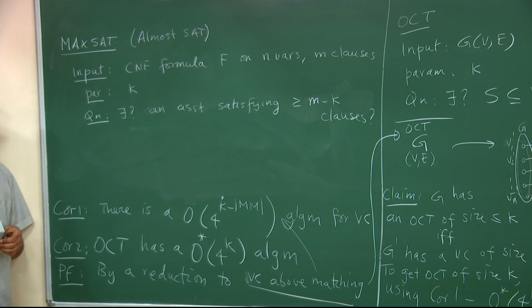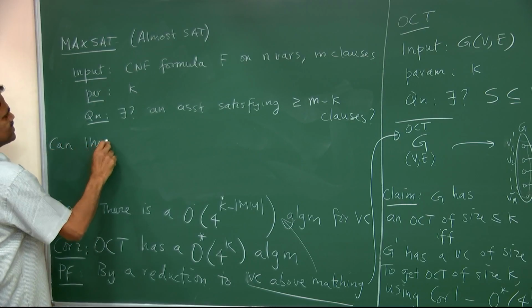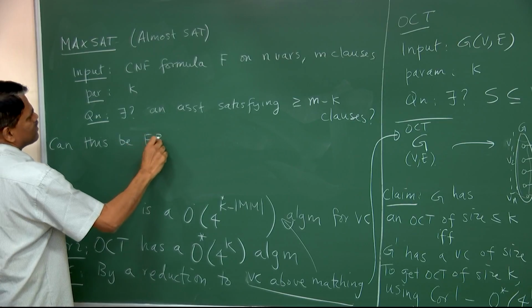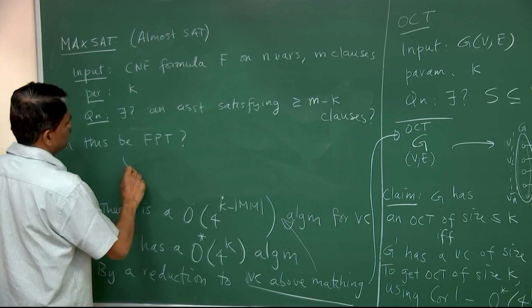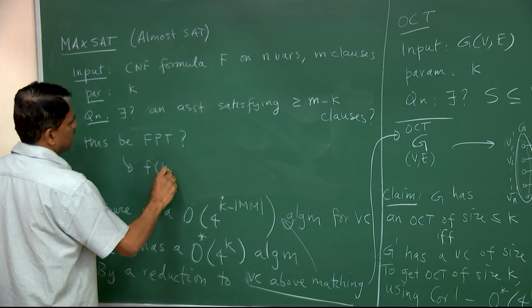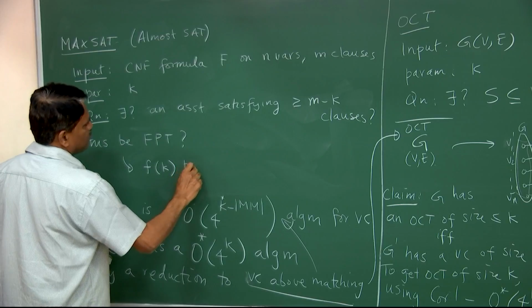So first of all, can this be fixed parameter tractable? I never asked this question before for any other problem. The reason I am asking means the answer should be obvious. Can this be fixed parameter tractable? So what does this mean? Is it possible to have an algorithm whose running time is f of k times some polynomial in m and n?